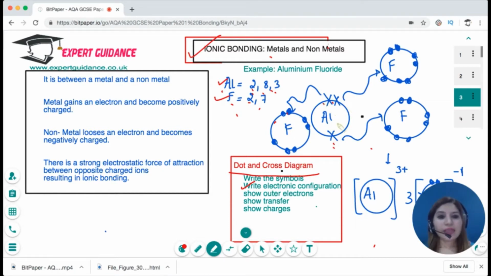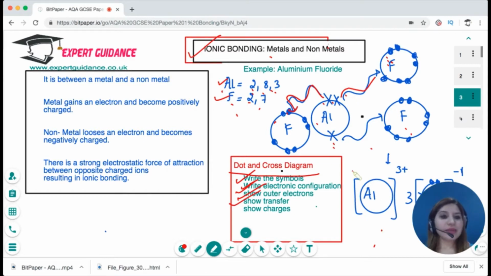Now, aluminium has to get rid of 3. So 1 electron from aluminium goes to fluorine, because fluorine just needs 1. But that makes aluminium lose 2 more, so it takes the help of 2 other fluorines. So you draw the outer electrons and show the arrow. First write the symbol, write the electronic configuration, show the outer electrons, show the transfer, and then write the charges.